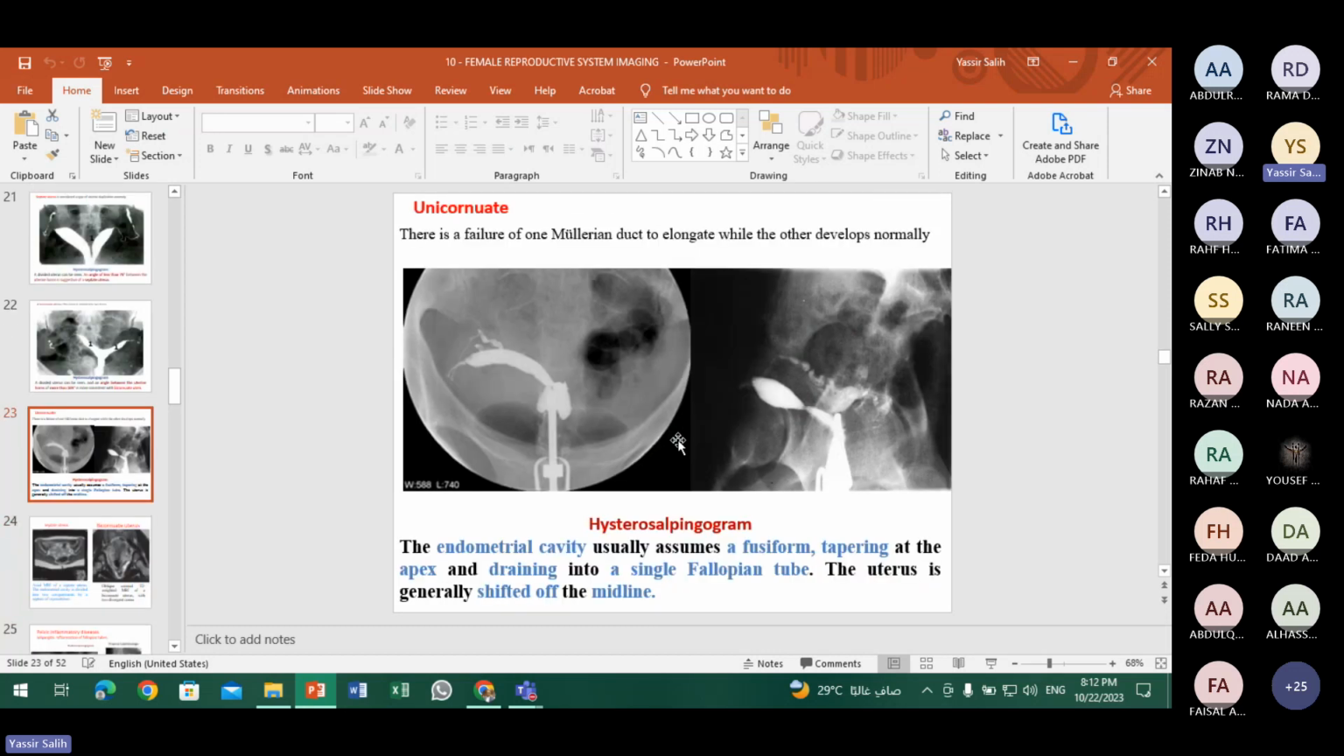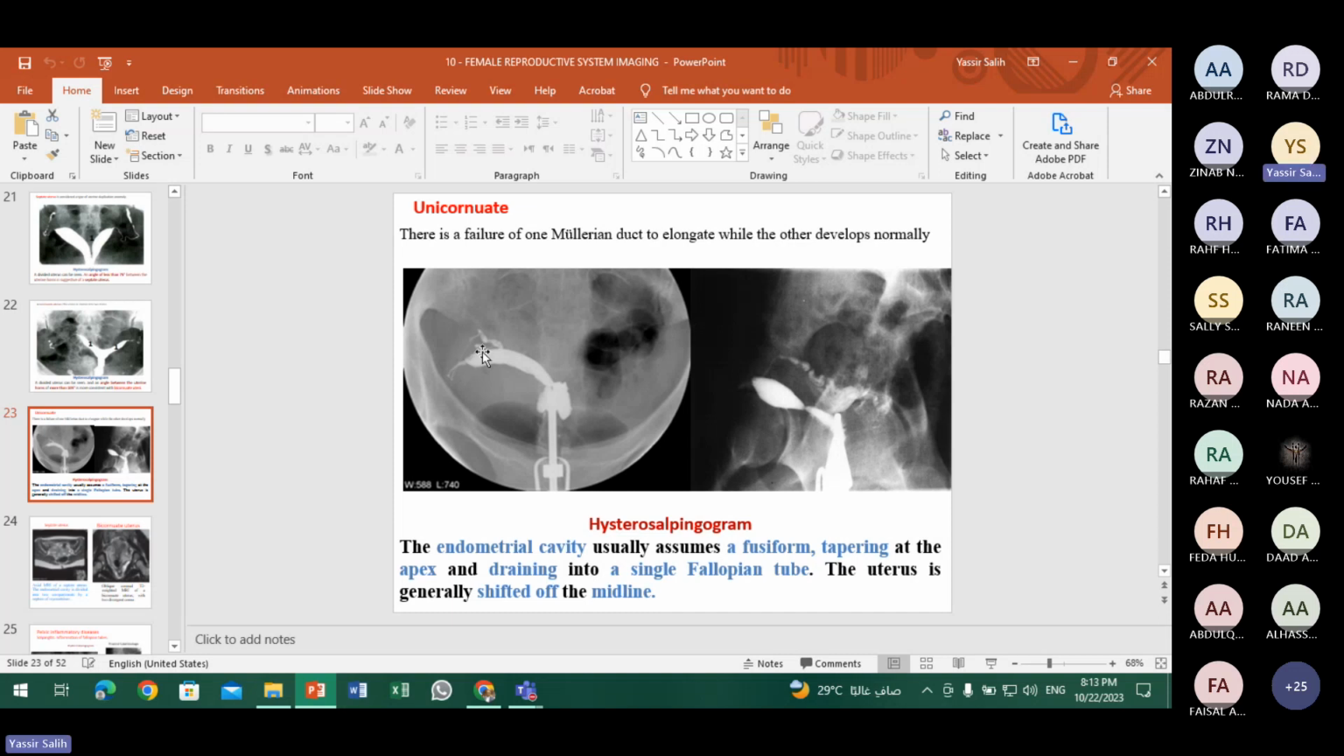Another congenital anomaly is unicornuate uterus, which is characterized by one horn. This is due to failure of the Mullerian ducts during development. Look at this HSG: there is only one horn. The endometrial cavity is usually fusiform, tapering at the apex, like a small banana.